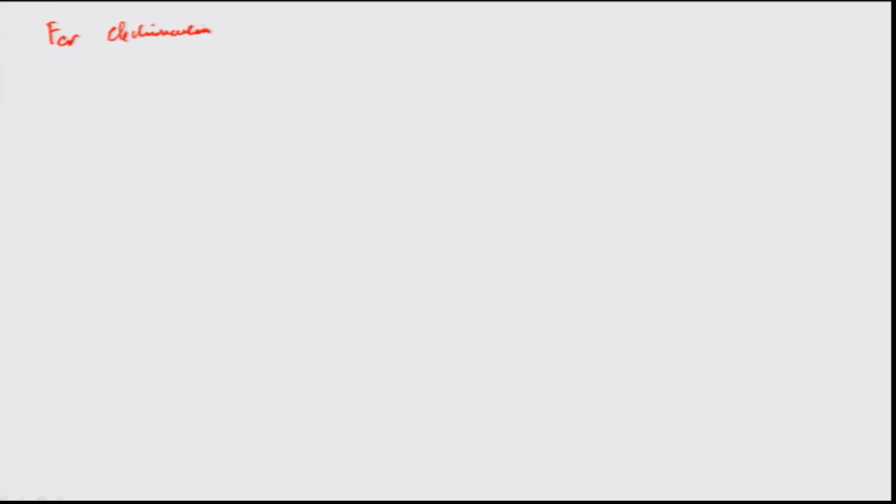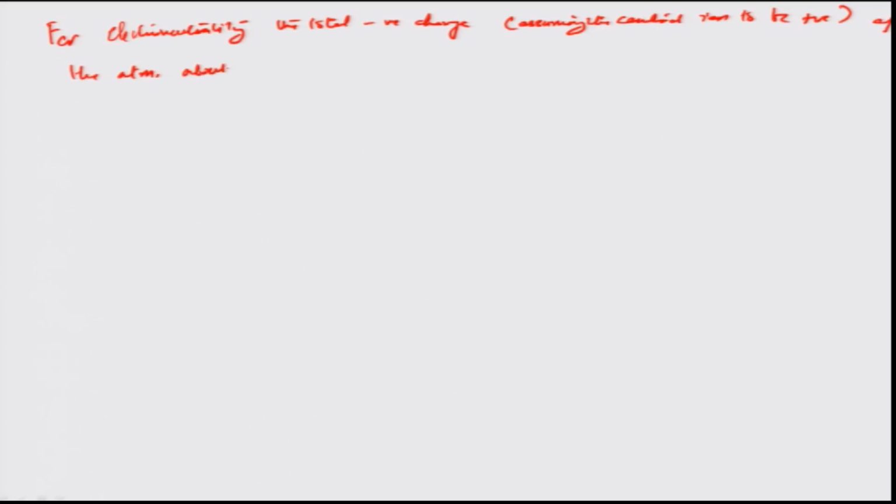for neutrality, the total negative charge, assuming the central ion to be positive, of the atmosphere about a given ion is exactly minus Zi epsilon. Okay.